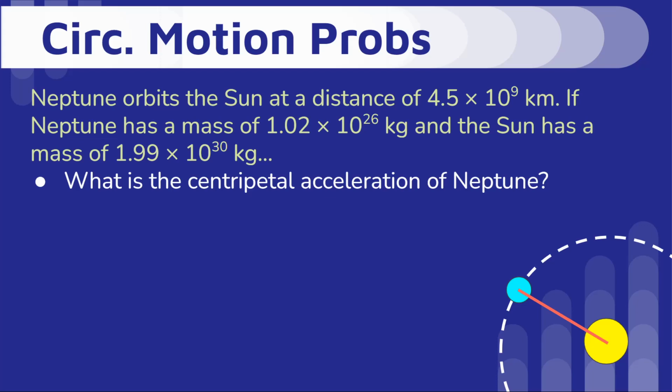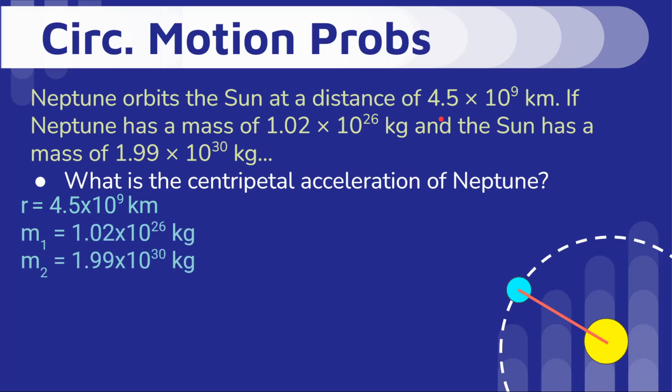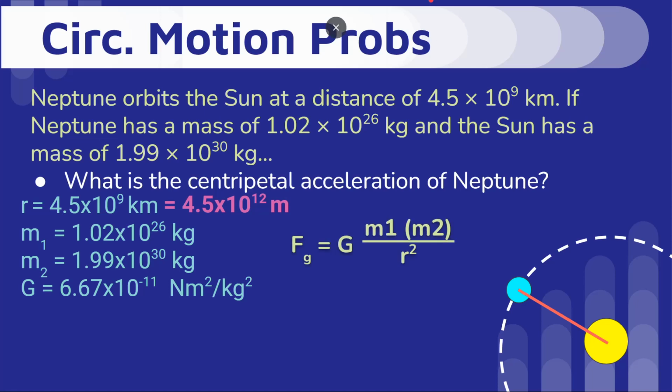Okay, so again, if I label some things, I know that the distance between them is 4.5 times 10 to the 9th kilometers. I know the masses M1 and M2, they're in the question. And I know big G, it's a constant. And so I can plug into my equation. However, I can't leave this in kilometers. You can't leave your distance of separation, your radius of your orbital path. That's why it's an R, by the way, if you haven't realized this. It's because it's the radius of the orbit. That's your distance of separation.